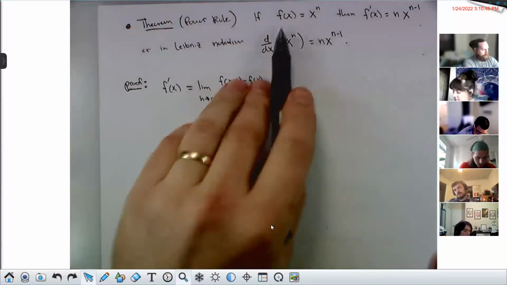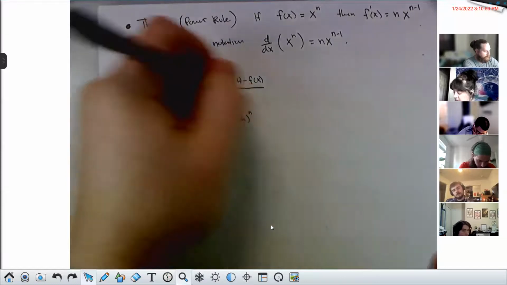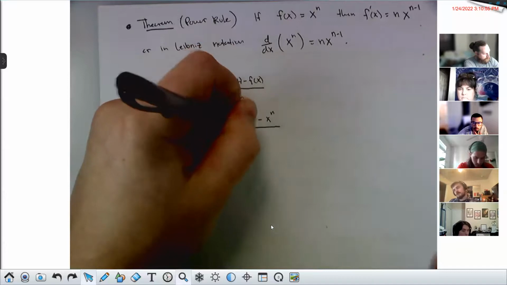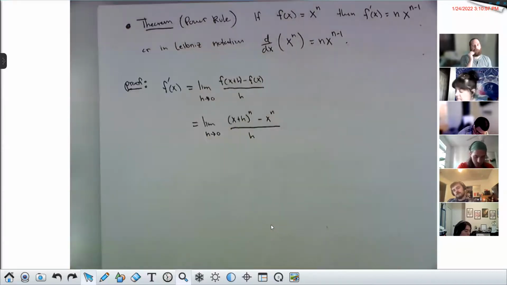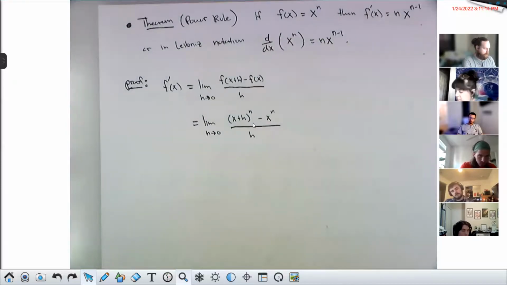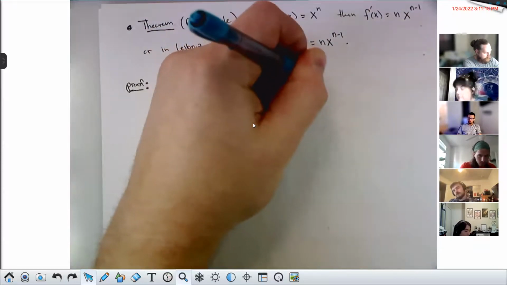My function f of x here is x to the n, so this is x plus h to the n minus x to the n all over h. n here could be any positive integer. In fact, you'll see that this works even if n is a negative integer or any real number. But when I expand this out, I'm going to assume n is a positive integer to simplify. And I'm not going to show you the full expansion. I'm technically using the binomial theorem.